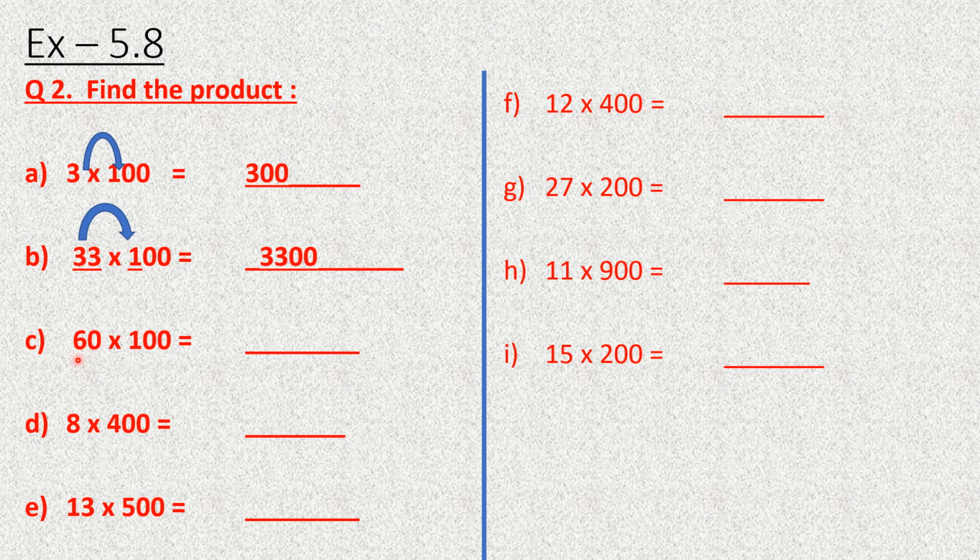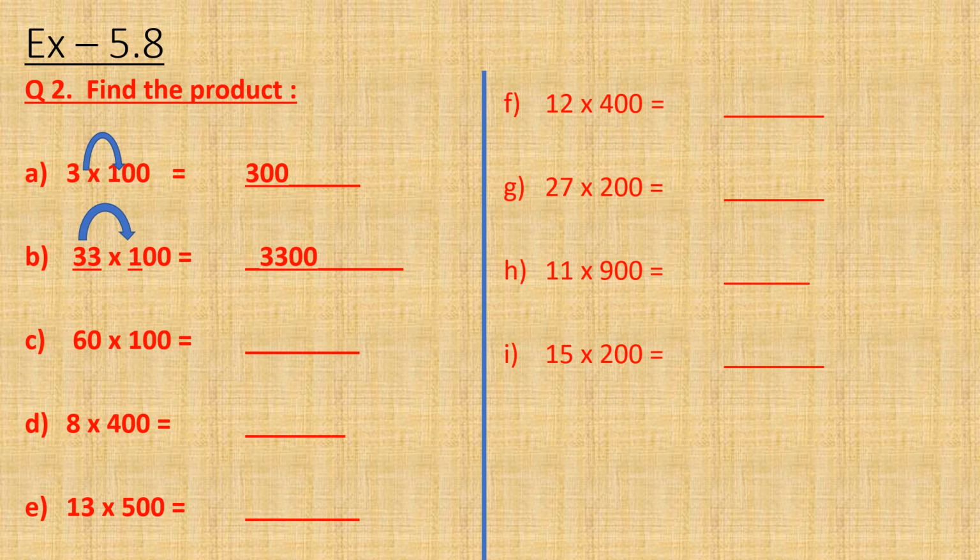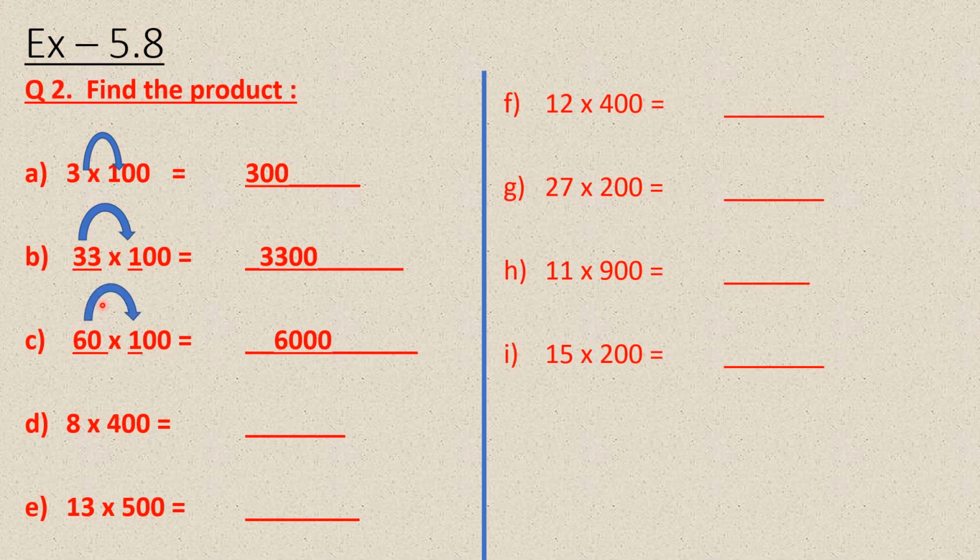Again you have to multiply 60 and 100. We will do in the same way. You multiply 60 by this 1. So 60 ones are 60. You write here 60 and these 2 zeros you place on the right hand side. So our answer is 6000.